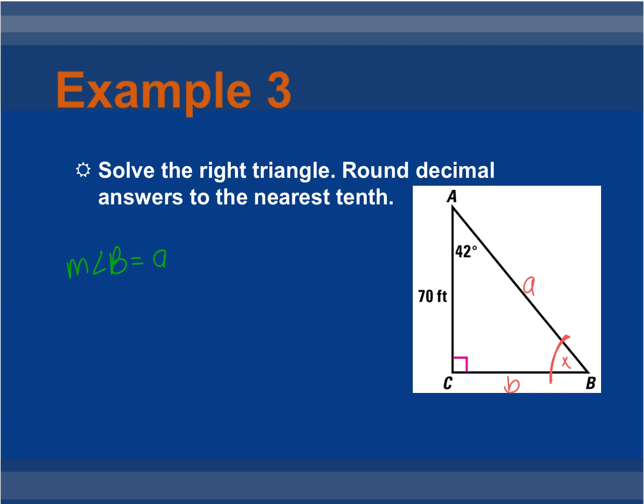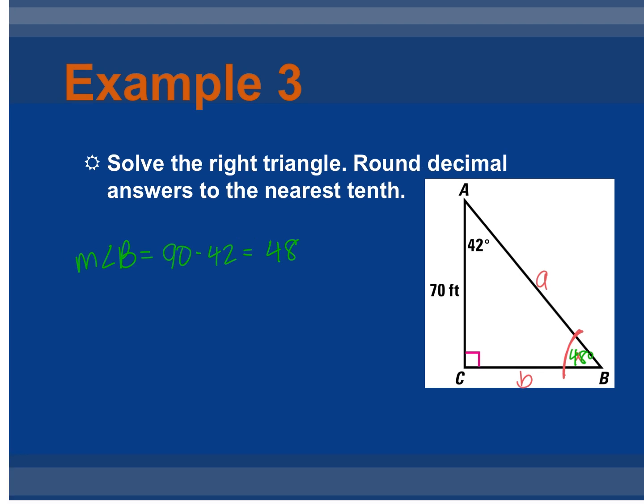If you subtract 90 minus 42, what would you get? 48. Good. The measure of angle B is 48 degrees. That one was pretty easy. Now I have to solve for A and B.